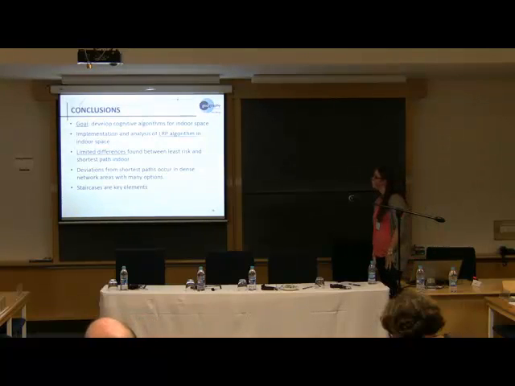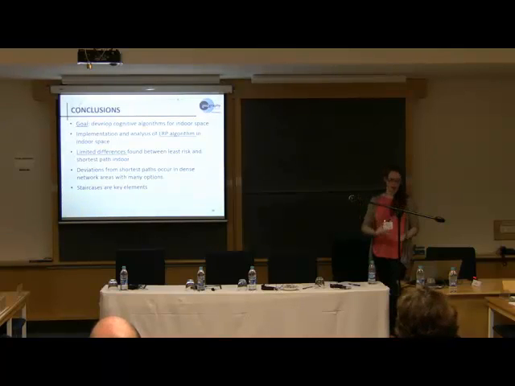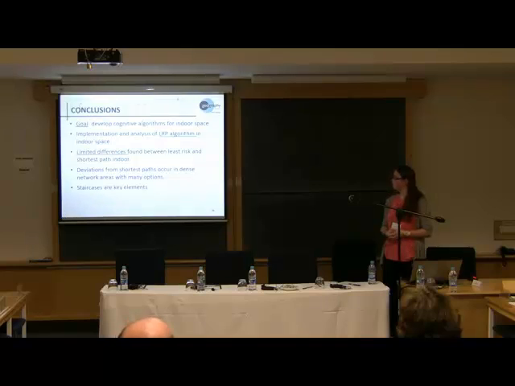So then I'm at the conclusions. Our broader goal, maybe, is to develop more cognitive algorithms for indoor space. In this case, we use the least risk path algorithm as a starting point. Obviously, it needs to be adjusted. As I said, we're also busy with the simplest path algorithm, and we might actually combine both in a more general cognitive algorithm in order to help people navigate in indoor space.